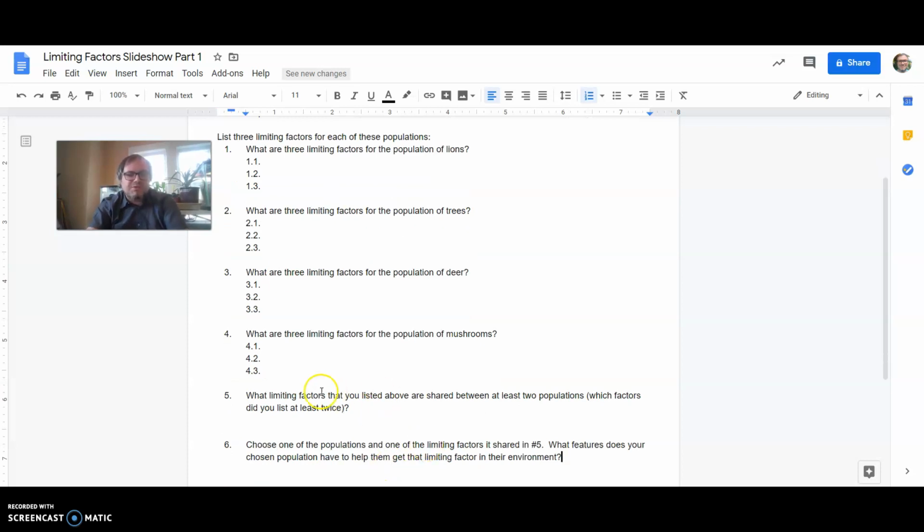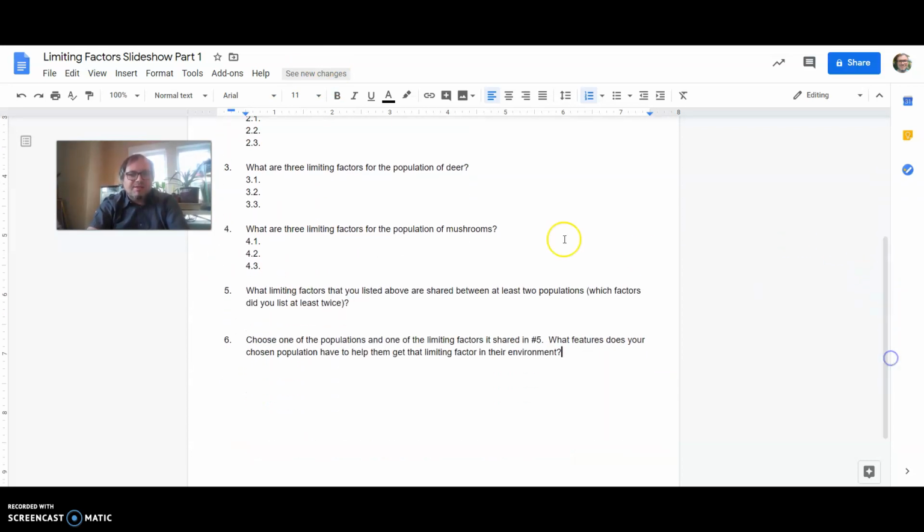And then after you're done listing your limiting factors for each of those populations, you're going to put what limiting factors that you listed above are shared between at least 2 populations. So again, look through your answers through 1 through 4 and look to see if there were any factors that you listed more than once. So for example, you might find that water is a limiting factor that's shared by all these different populations. That might be one that you write down there. Look through all of the answers that you put for 1 through 4 and list as many of the options that you saw multiple times down here on number 5.